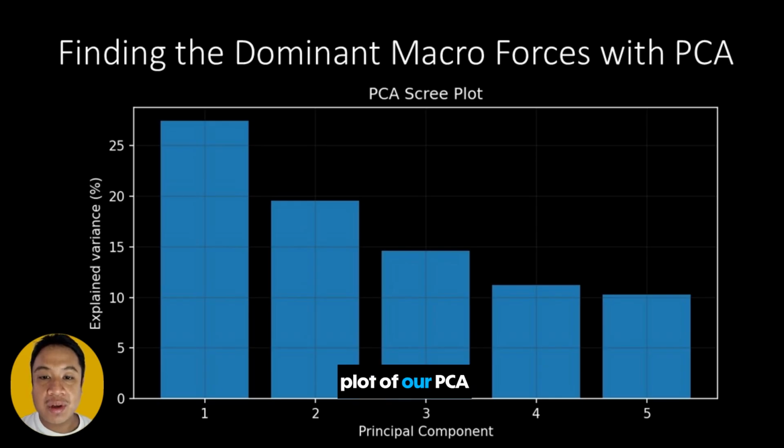Here is the scree plot of our PCA on daily changes of those variables. The first principal component, PC1, explains about 27% of the variance. PC2 adds roughly 20%. PC3 adds around 15%. By the time we reach PC5, we've already captured more than 80% of everything that's going on. So instead of tracking 7 noisy series, we can track 3 to 5 PCs and still retain most of the information. But this only becomes useful if we understand what each PC actually represents.